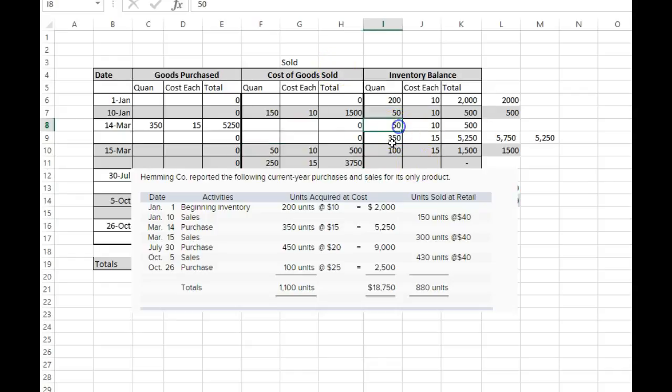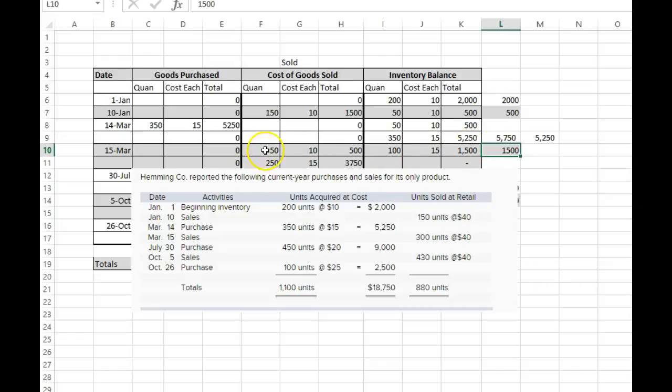And I have one more thing to do now. I have sold this layer, so that one's gone, and I've sold 250 out of the 350. And what do I do with that? Well, I'm going to subtract the 250 that I took out of this level, and I'm going to have 100 left. 350 minus 250 equals 100, and each one of those costs $15. So now I have $1,500 in inventory.